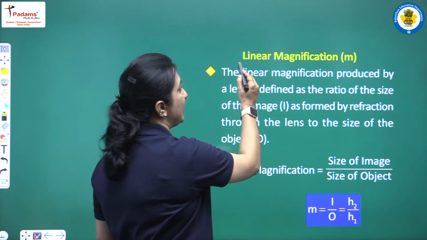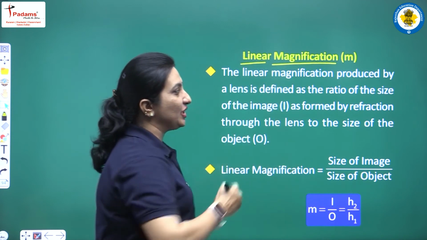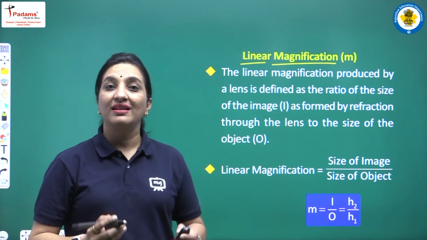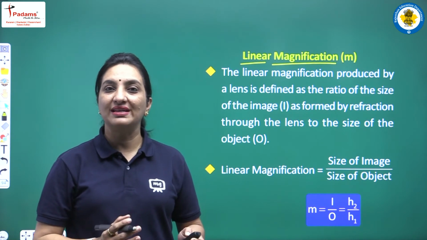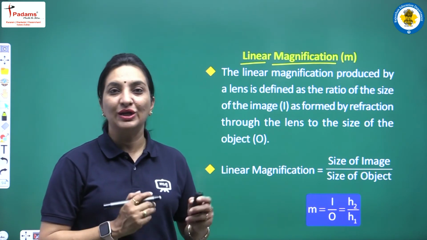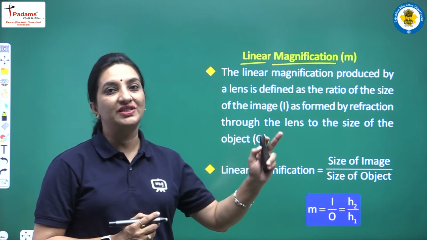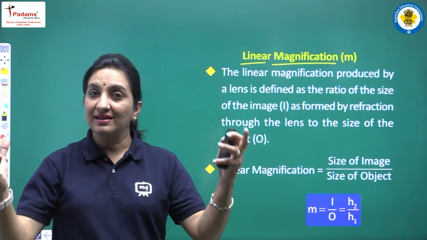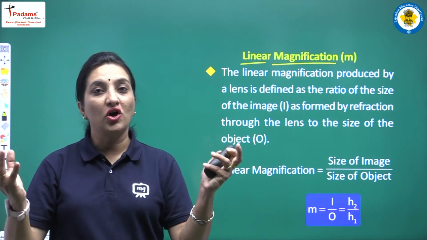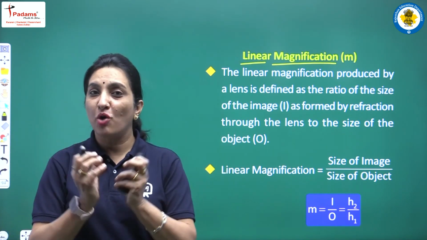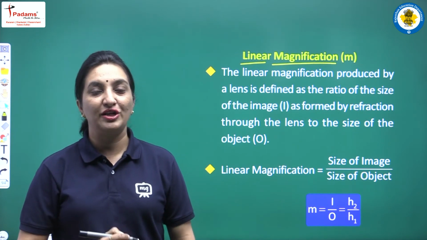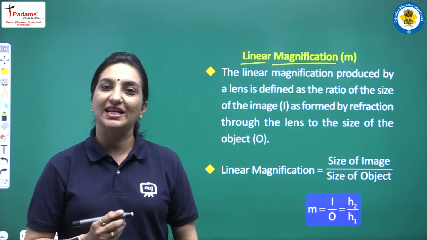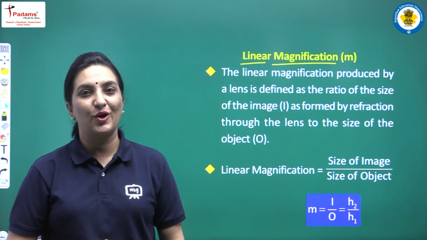Now, let us understand what linear magnification is. Again students, the linear magnification means that there is some relation between the image size and the object size, and M gives us an idea whether the image is bigger, that is magnified, or the image size is smaller, that is demagnified. So, by the value of M, again we will get an idea about the size of the image and the size of the object.